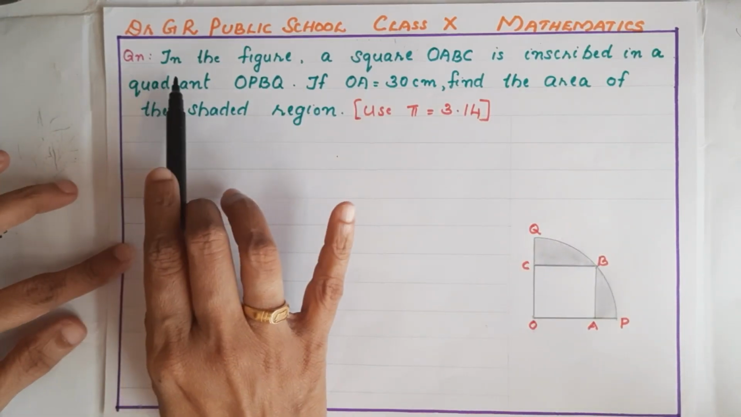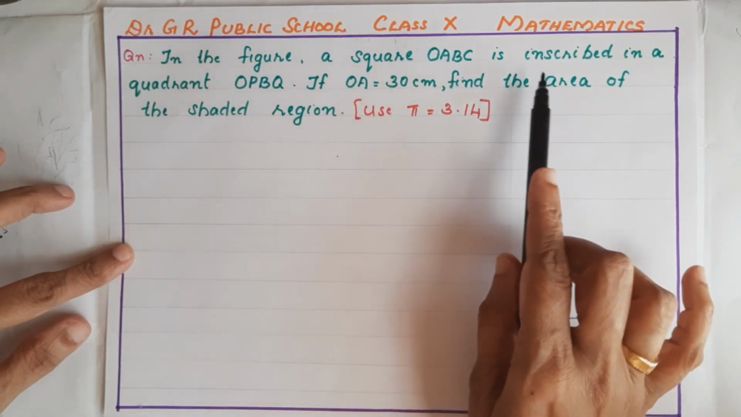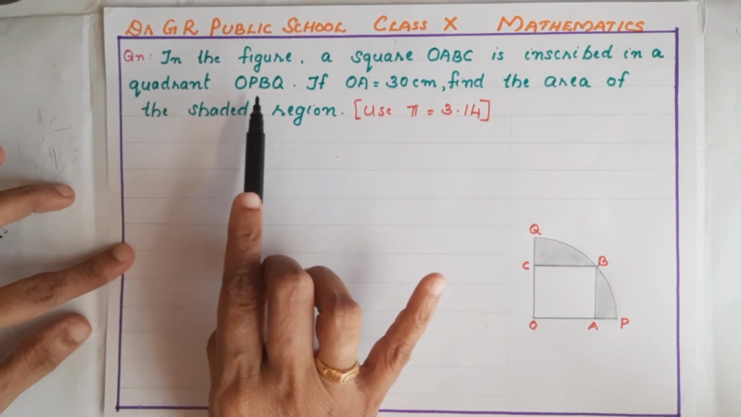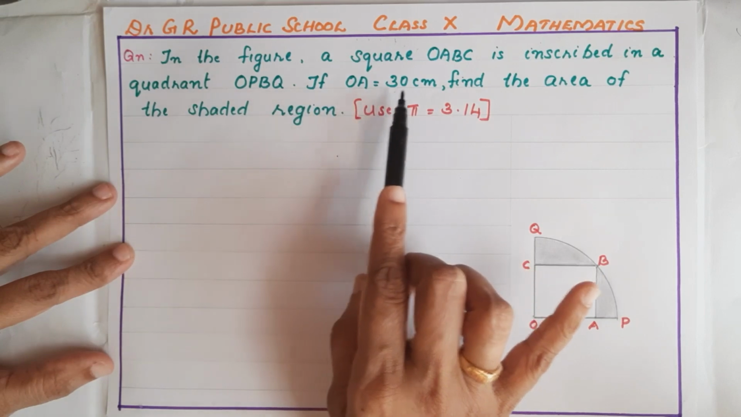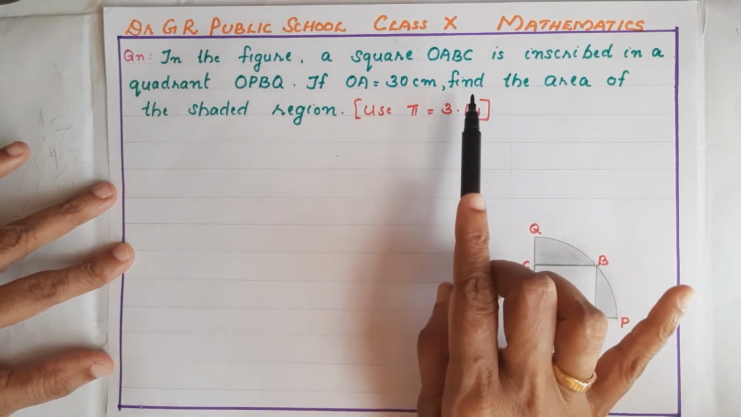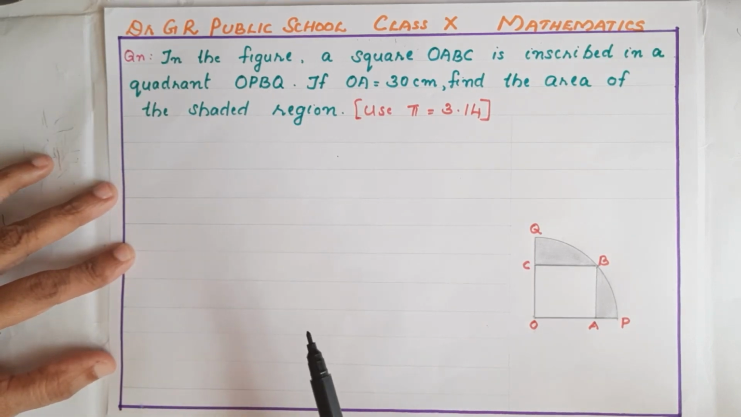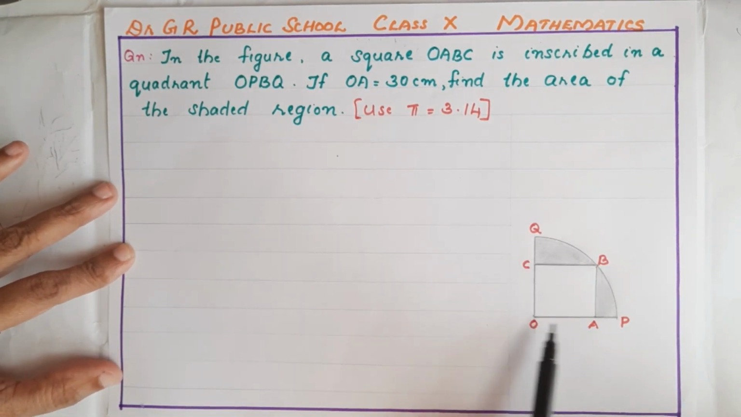Now the question is, in the figure, a square OABC is inscribed in a quadrant OPBQ. If OA is 30 centimeter, find the area of the shaded region. So we have already done so many questions to find out area of shaded region. Now look at this figure.